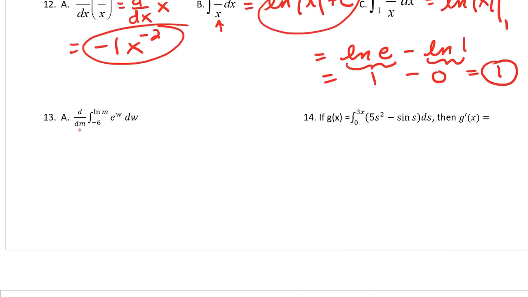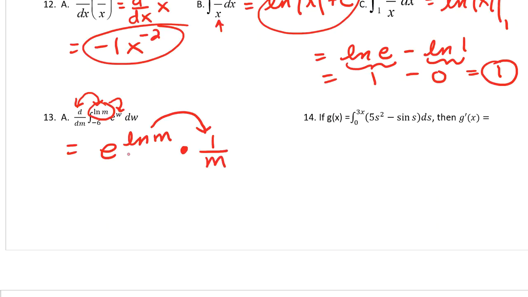All right, 13, we're differentiating with respect to m. When we differentiate this integral, we're going to get right back almost to the integrand, except we will have replaced our variable with our upper limit. And then there would be a chain rule on that upper limit. So the derivative of ln of m is 1 over m. And here, let's evaluate. Hopefully you recognize that this term is just m. If you're not sure about that, rewrite it. Those are inverses. Change it back to an exponential form. And here we'll come up with a 1.